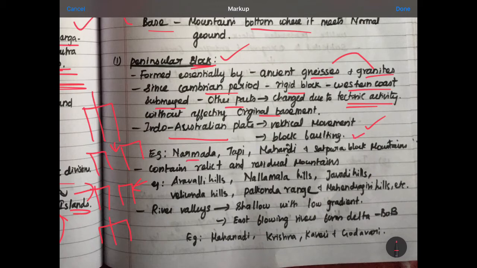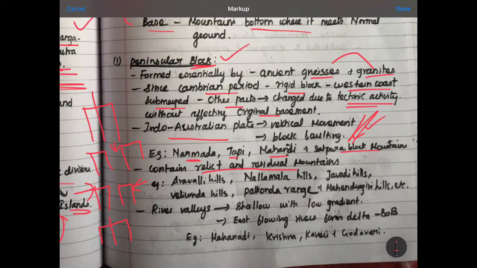So the Rift Valley of Narmada, Tapi, Mahanadi, and the Satpura block mountains are examples of these vertical movement and block faulting landforms. Okay, so this peninsular block also contains relict and residual mountains.